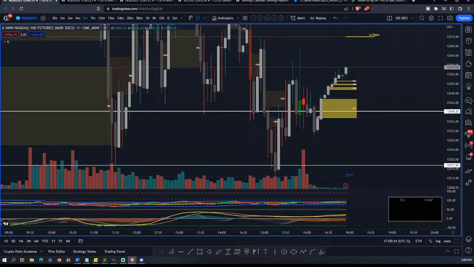16x leverage is great. You know, just don't, you know, proper risk management. You know what I'm saying? That's it.